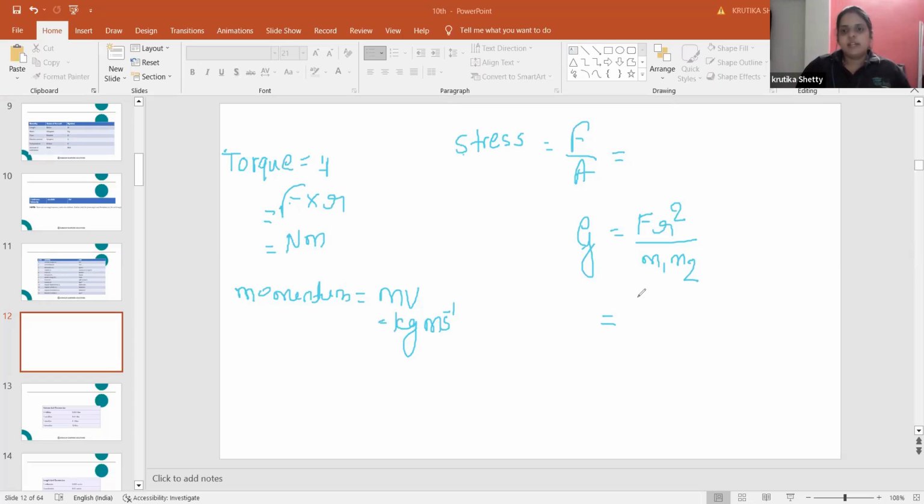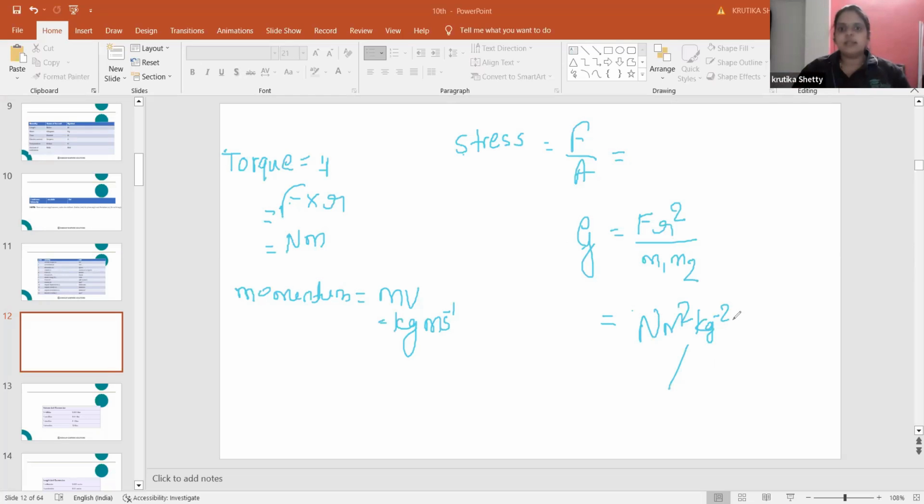Force into distance square upon mass into mass. So you both can just tell your answer. Ma'am, Nm square per kg square. Yes, it is Newton meter square per kg square. So here we will write that one, that is Newton meter square per kg square. As I told you, we can use slash also, we can use minus also.